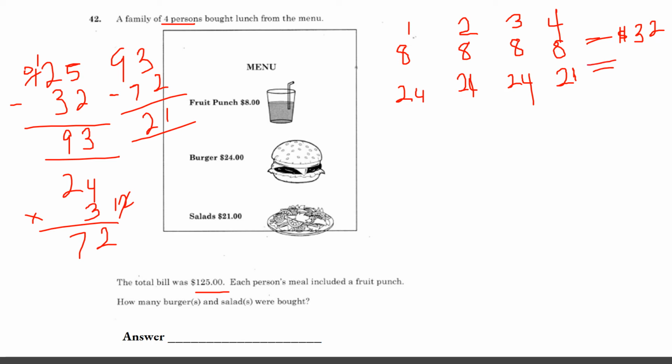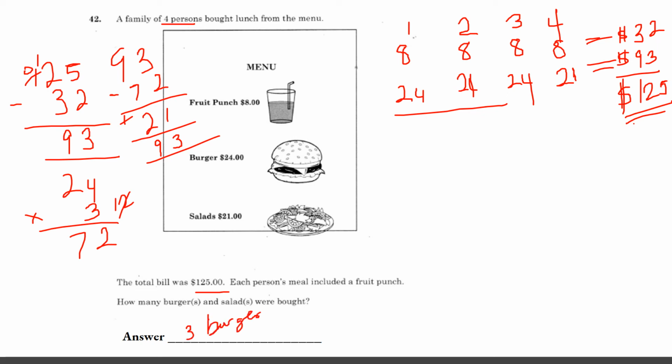Let's see. So 24 by 3 is 72. 72 plus 21 is going to give me how much? 3, 7, 8, 9, 93. So if I add the drinks and the meal that they all had, I am going to get back my total of $125. So how many burgers and salads were bought? So there were 3 burgers. Yes, 3 burgers and 1 salad was bought.